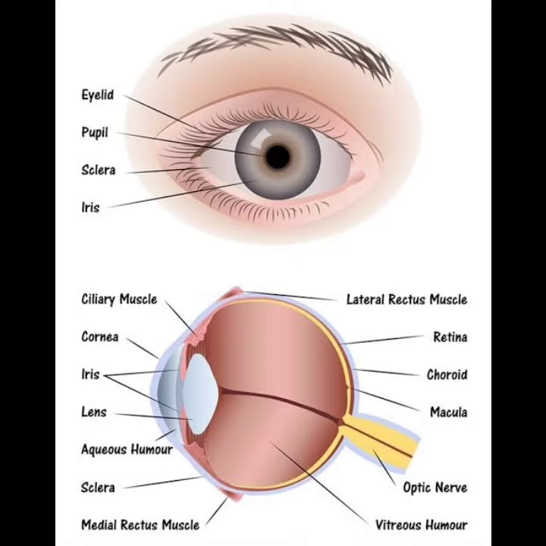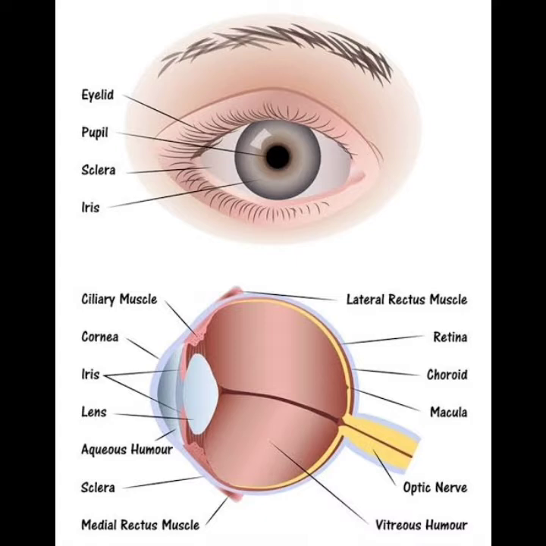Next part is rods and cones. Rods are the rod-shaped cells present in the retina of an eye which are sensitive to dim light. Rods are the most important for vision in dim light, normally at night time. So the rod cells of the retina do not provide information about the color of the object.